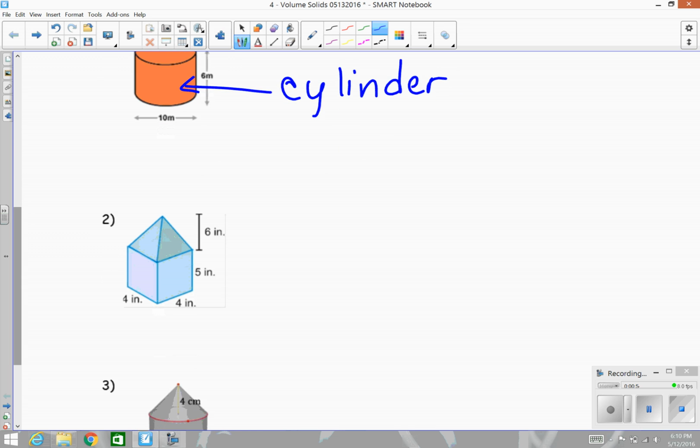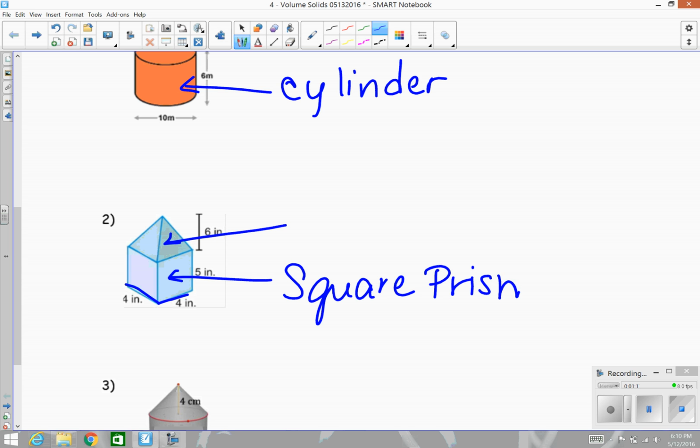Okay, for number 2, the top and the bottom are related. We have to look at the dimensions. You'll notice that the bottom is 4 by 4, which means that the base is a square, but the side is not 4. So we can't call it a cube. We call it a square prism. Okay. But because the base is a square, that means that the base of this pyramid is also a square. So we call this a square pyramid.